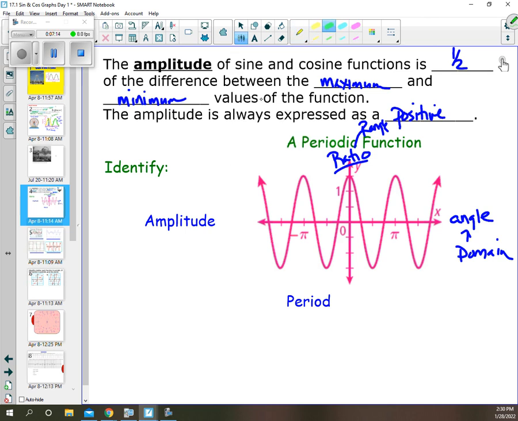Sometimes it's easier to see. I'm just going to start at 0. It looks like it's at its maximum up here. We want to see when does it get back to its maximum. So that right there would be 1 complete cycle. That's the period of the function.